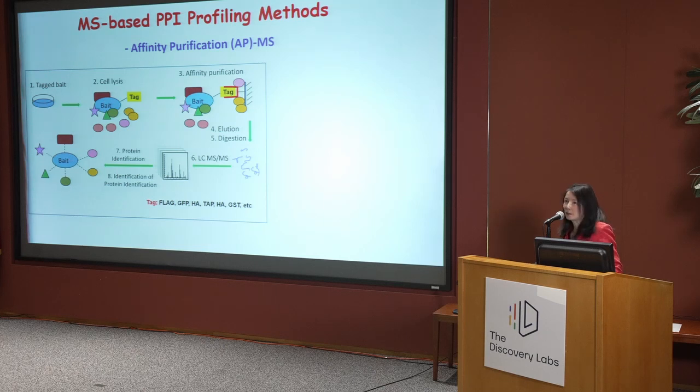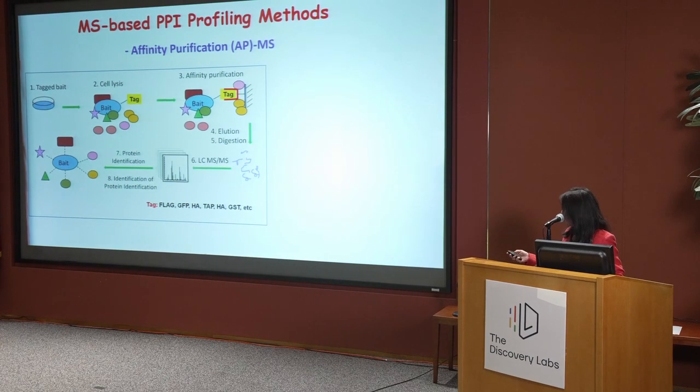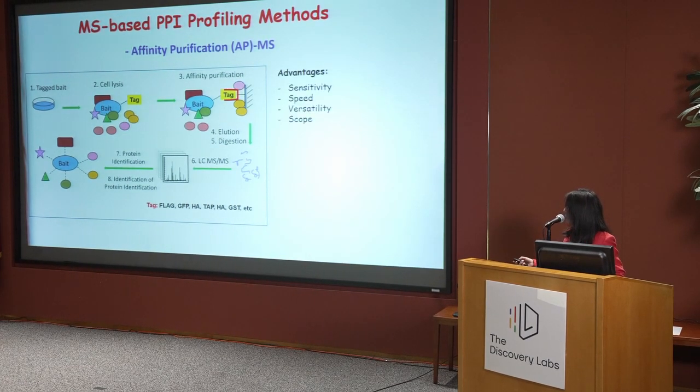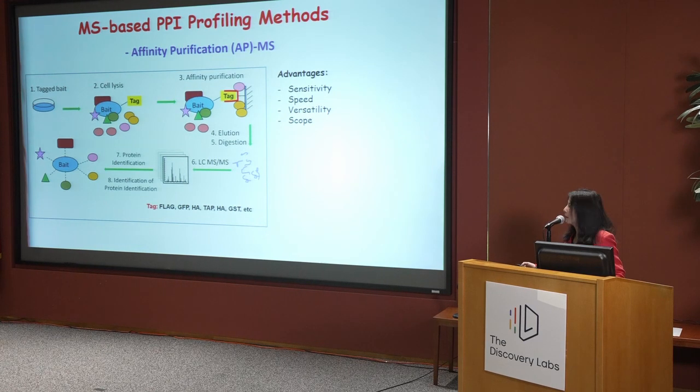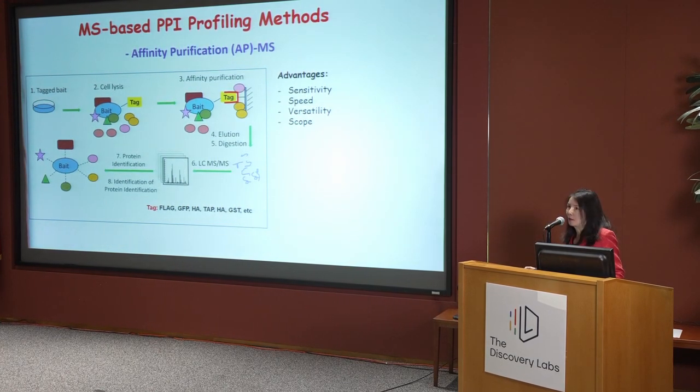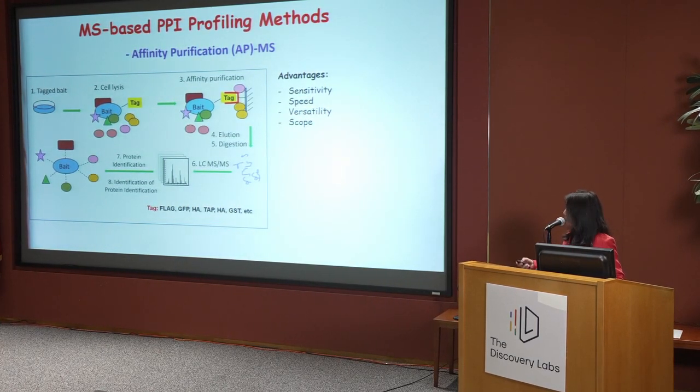This approach has really been powerful for systems-wide protein-protein interaction analysis, especially now that more than 4,000 proteins have been tagged for studying these kinds of networks from different organisms. Why is this approach very effective? It has sensitivity, speed, and is very versatile, and it also has the scope of analysis for different organisms.